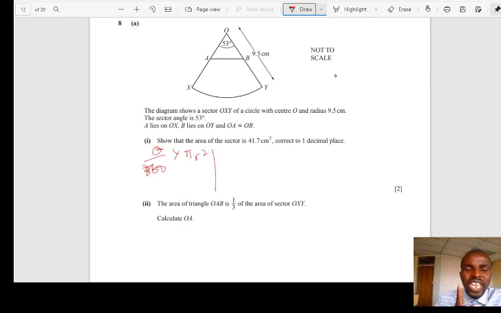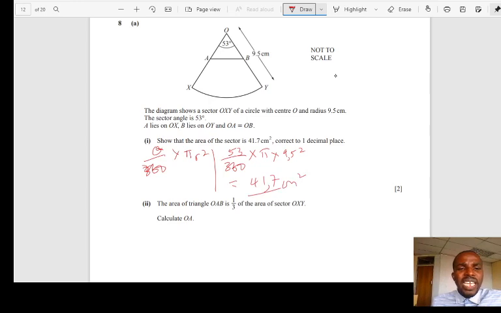So it's just a proportion of the angle subtended by this sector at the center of the circle. Theta, the angle subtended, is 53 over 360, angle at a point, then times pi times the radius, 9.5 squared, like this. If you simplify this, you must get 41.7 square centimeters.